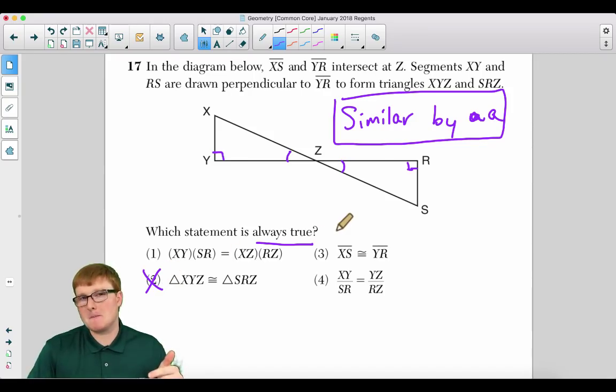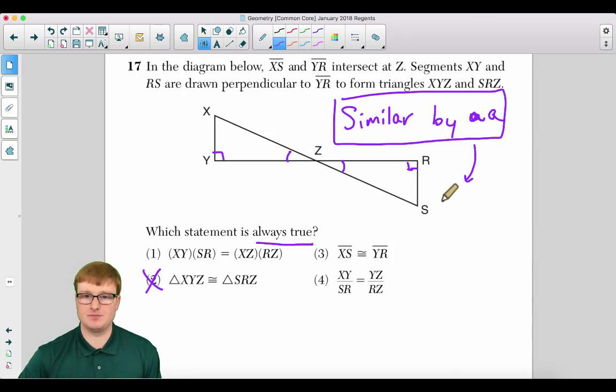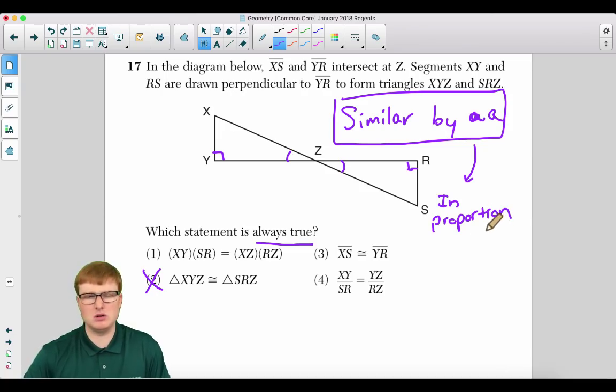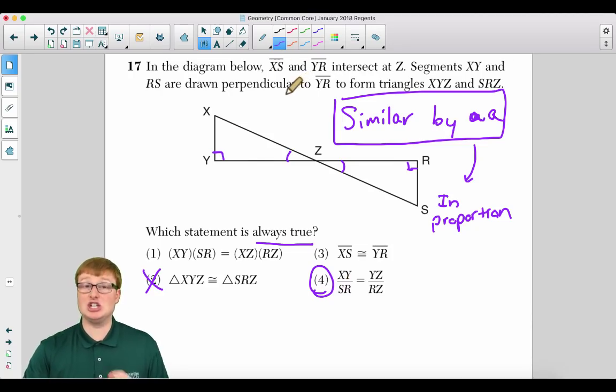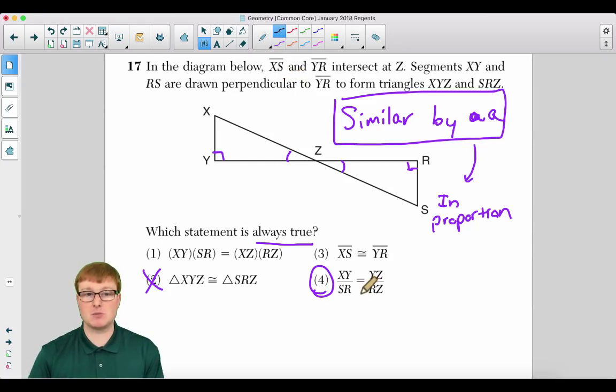But we know that they're similar. And similar triangles are in proportion to each other. They're in proportion. So, here's what we do know. That choice 4 is true. Let's talk about why choice 4 is true. So I just said that they're similar. I just said that they're in proportion. Let's verify that this proportion is actually true. The length of XY is in proportion to SR. Yes, those are absolutely true because they're corresponding to each other.